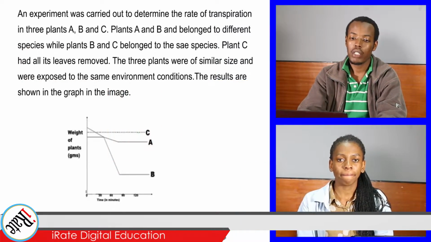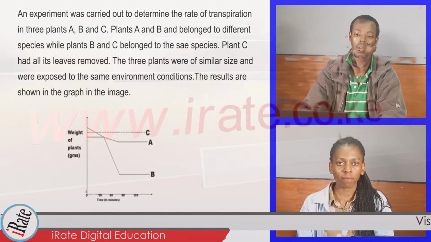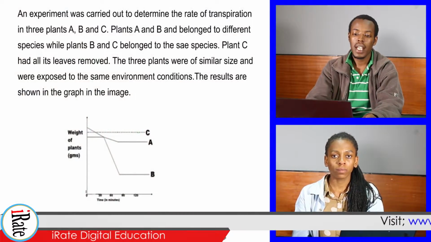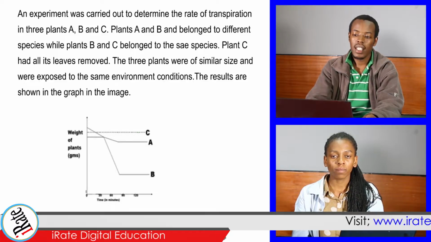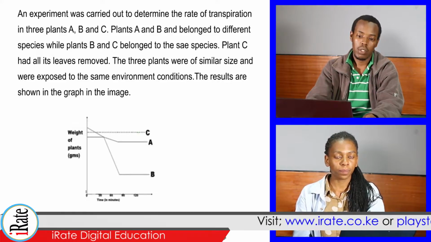An experiment was carried out to determine the rate of transpiration in 3 plants, A, B, and C. Plants A and B belong to different species, while plants B and C belong to the same species. Plant C had all its leaves removed. The 3 plants were of similar size and were exposed to the same environmental conditions. The results are as shown in the graph in the image.